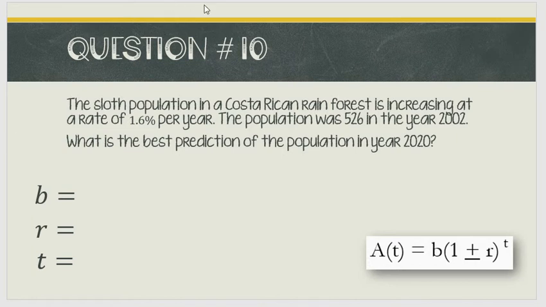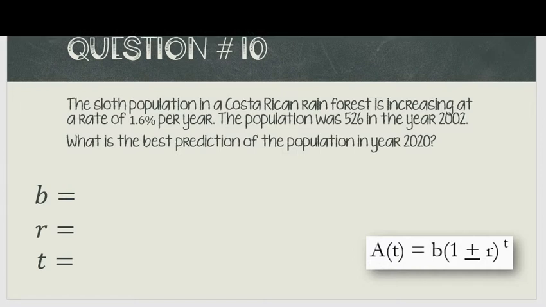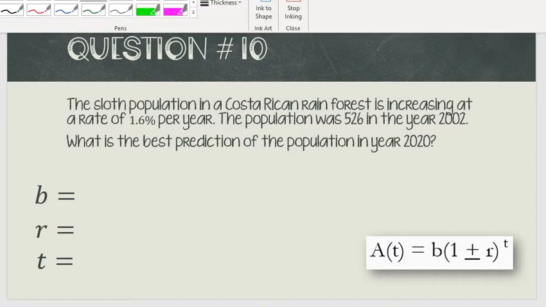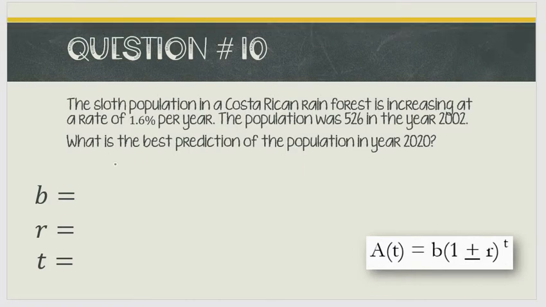In question number 10, it says the sloth population in a Costa Rican rainforest is increasing at a rate of 1.6% per year. The population was 526 in the year 2002. What is the best prediction of the population in year 2020? Okay, so some things we need to pull out from this question.